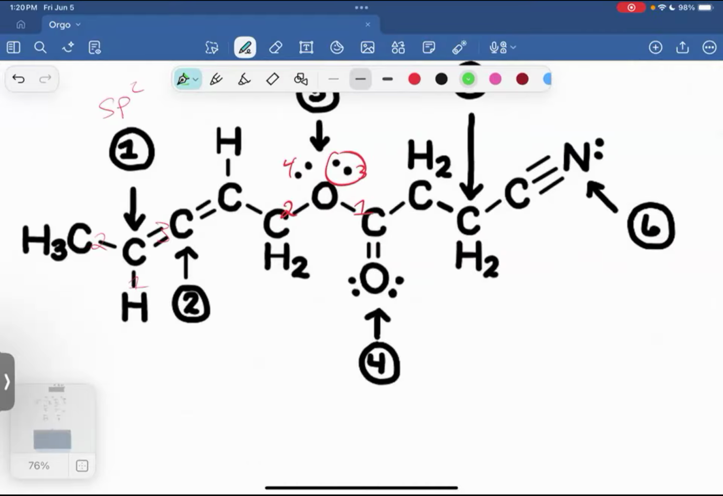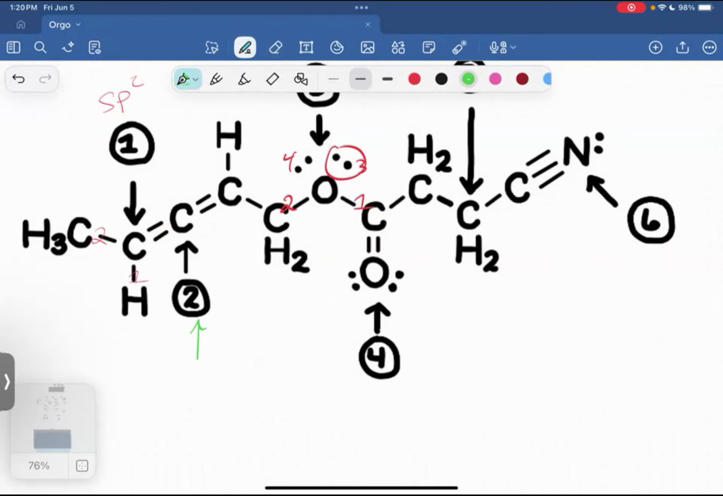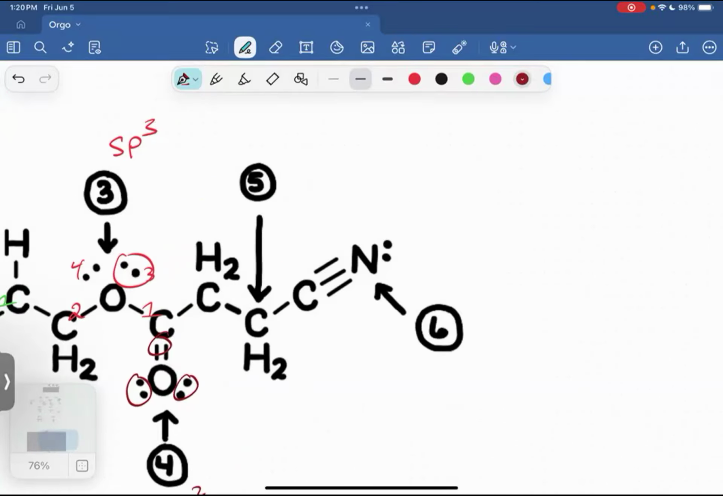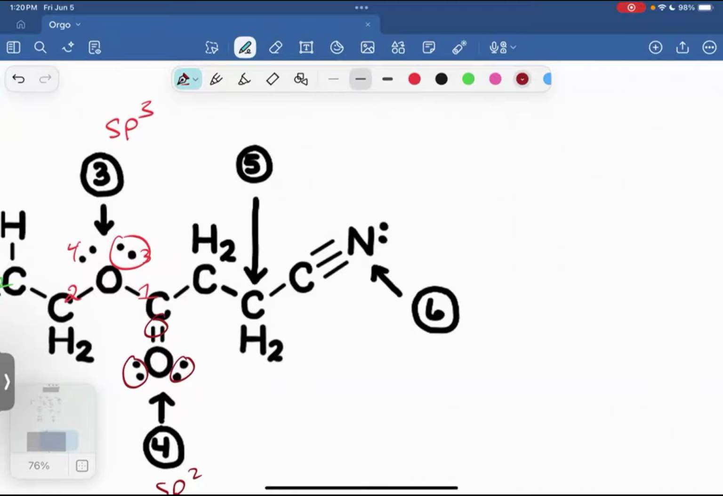All right, I think I skipped one over here. How about this carbon number two? How many groups are coming off of it? One, two, that's it. It's going to be sp. This oxygen number four, it's going to be one, two, three groups, sp2.